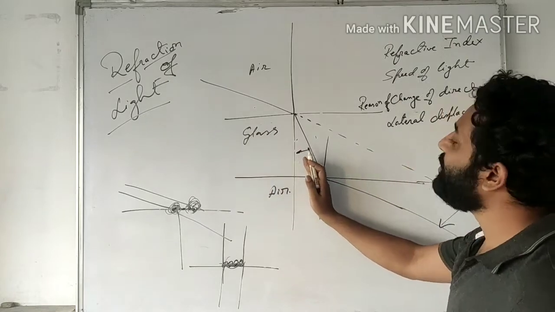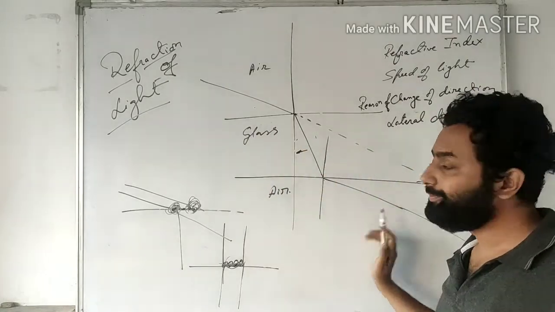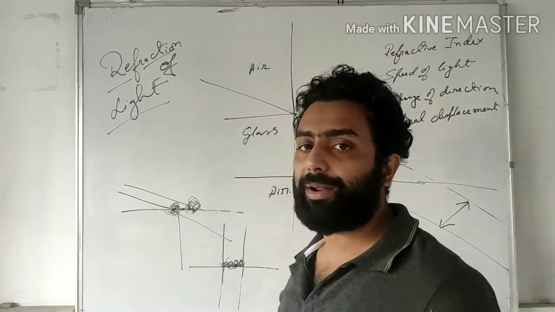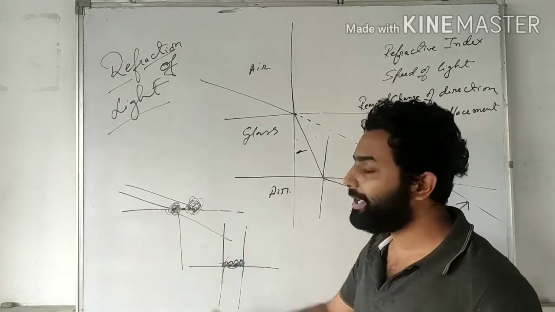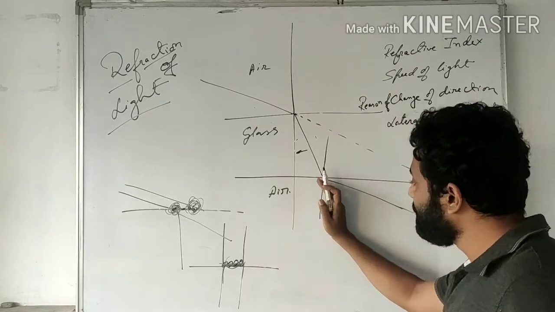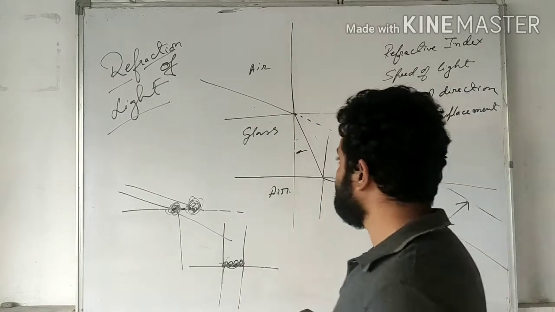When it is moving out from a denser to rarer medium, these particles at the lower medium are experiencing an increase of speed at an earlier rate as compared to the other particles. That is why it is moving away from the normal.